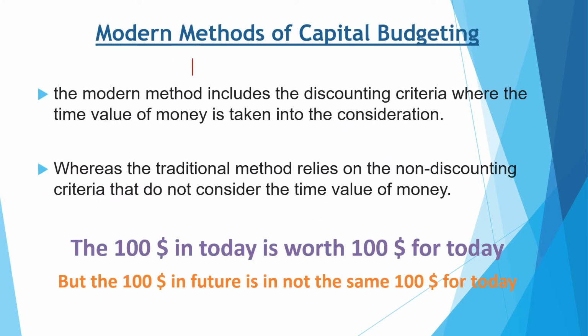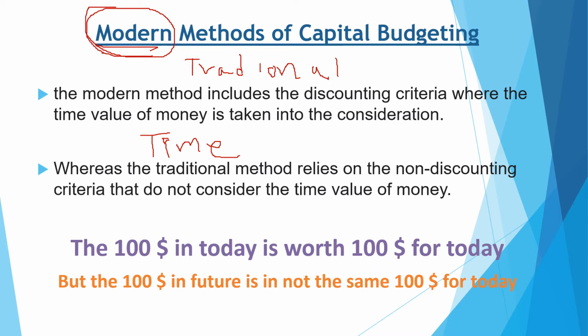In the previous lecture, we studied the traditional methods of capital budgeting. But in this lecture, we are going to study the modern methods of capital budgeting. What is the exact difference between the modern methods and traditional methods? The traditional methods do not consider the time value of money. They do not consider the time when months, years, weeks or days have passed. But in our modern methods, we are going to consider the time value of money.